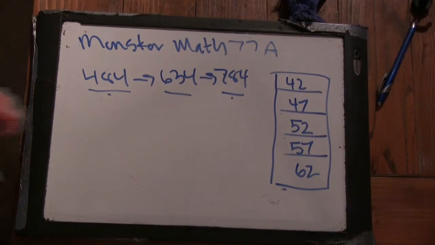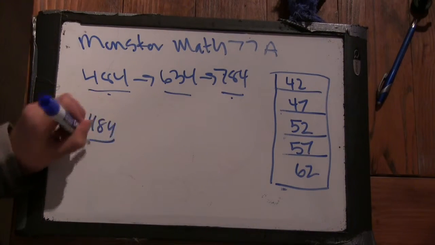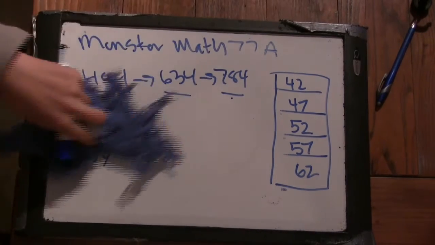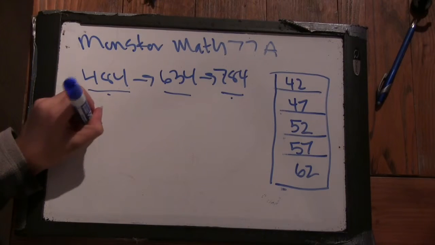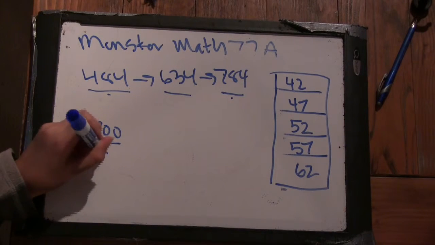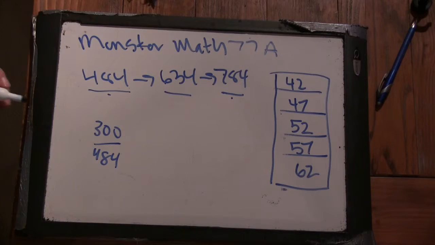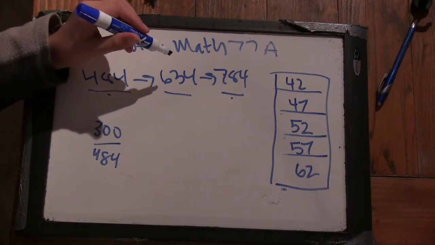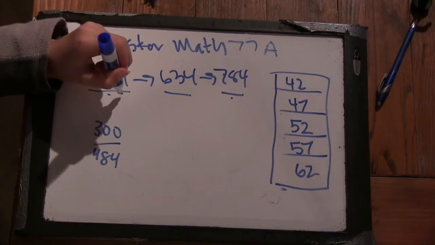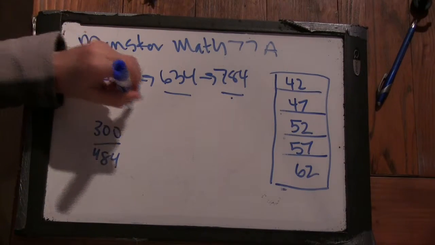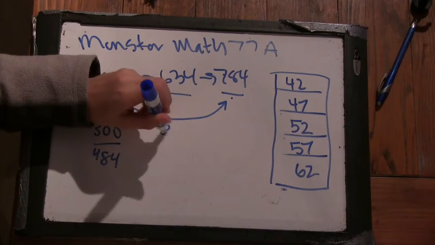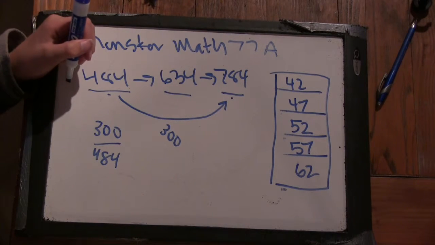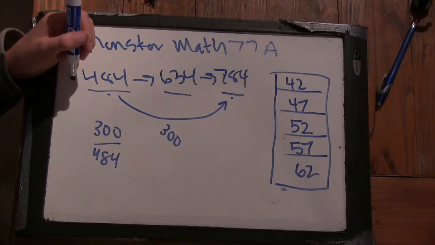So I need to compute 484 over 784. Or, no, I need to compute 300 over 484. My guess is 484 over 784 is actually probably one of these numbers, so you've got to be really careful. What is the percent increase? It's the number you increased by, 300, over your starting value. So it's the increase over where you started.